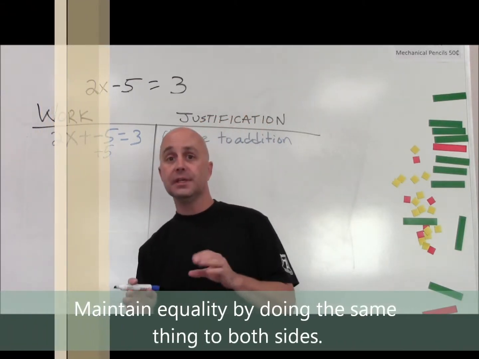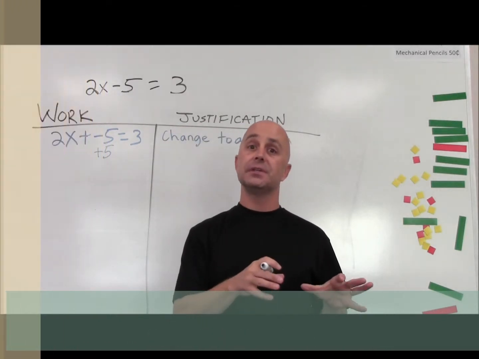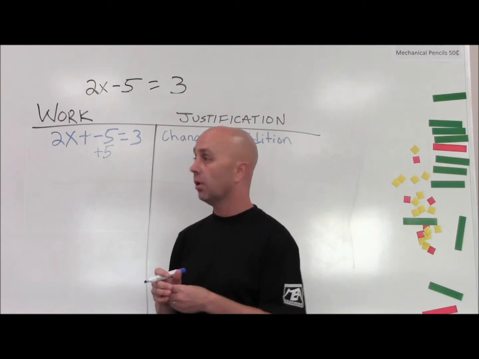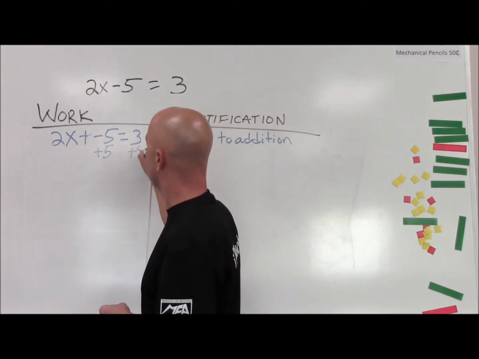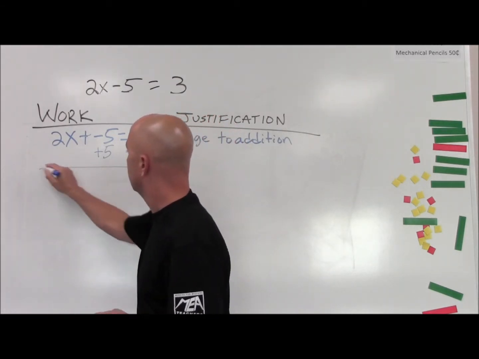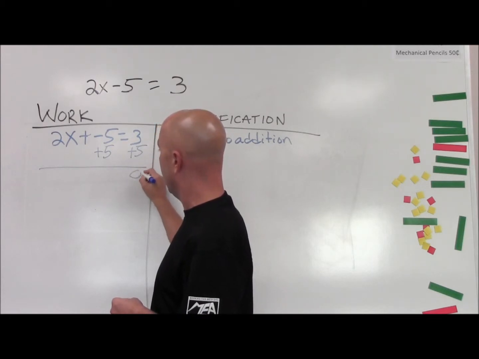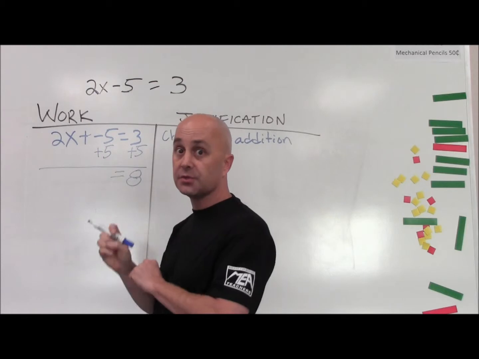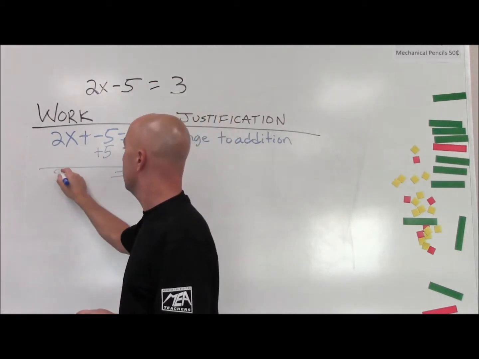And remember, the rule is if I do something to one side of the equation, I must do the exact same thing to the other side to maintain equality. So I'm going to add 5 to this side. So that gives me on the right-hand side 8. I don't need to write anything here because those disappeared. And then I have 2x right here.